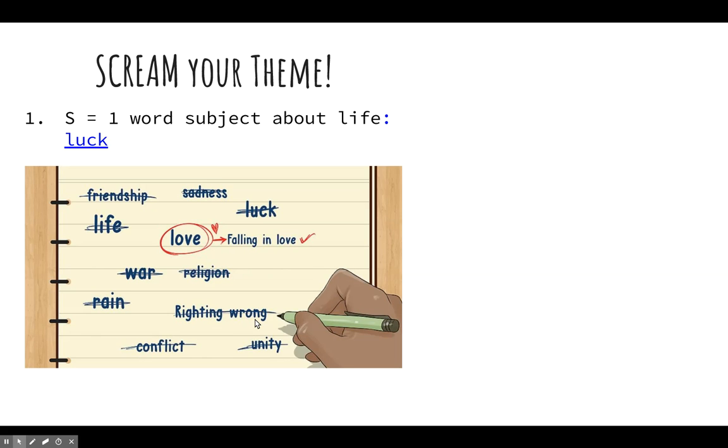The first step is S for subject about life. Now, what is a subject about life? The way we're going to go about this is we're going to start really vague, really general, and then we're going to narrow it down. So in order to find a place to start, we're going to find a one-word subject about life. Things like love, luck, friendship, sadness, happiness, conflict, unity. These are all subjects about life. Now we're going to pick one, and then in the next step, we're going to narrow that one subject about life down just a little bit. In each step, we're going to narrow our focus a little bit.